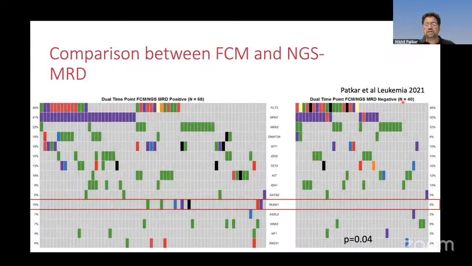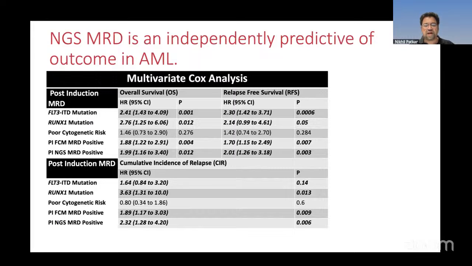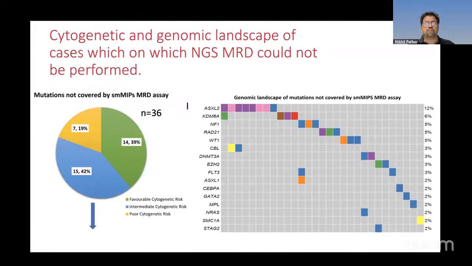So when we wanted to look at the biology of patients who are persistently MRD positive, we found that RUNX1 mutations are highly predictive of MRD positivity. Not surprising, we know now that it is part of AML-MR, and those patients do really badly. All right, so even on multivariate analysis, NGS MRD was predictive of poorer outcome.